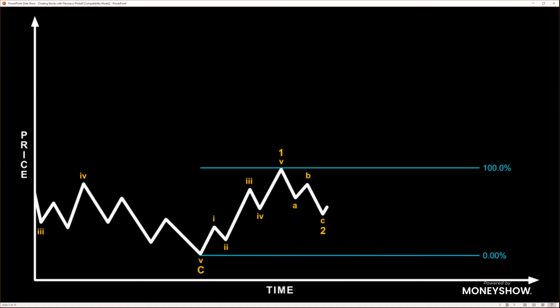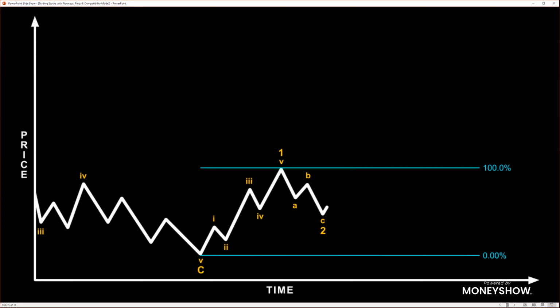It's something that he noticed as far as how these impulse moves were tracing out, and the various subwaves within those impulses were hitting specific fibs very commonly as they progress through that 5-wave impulsive structure. So the idea here is that we take the length of that initial wave 1.